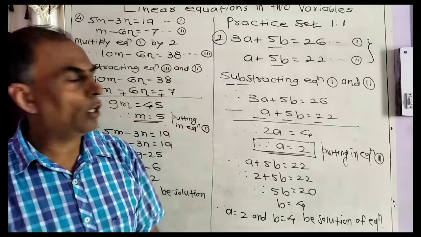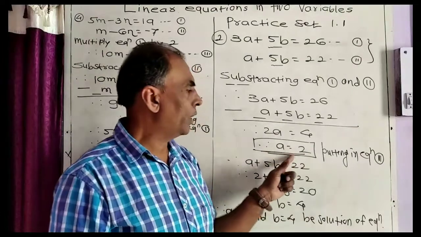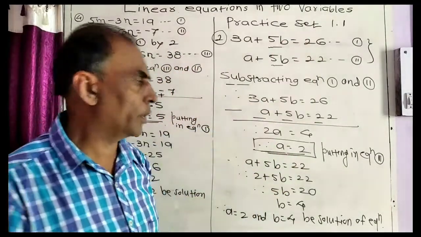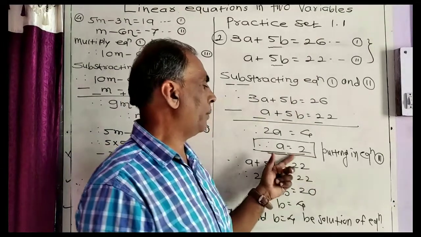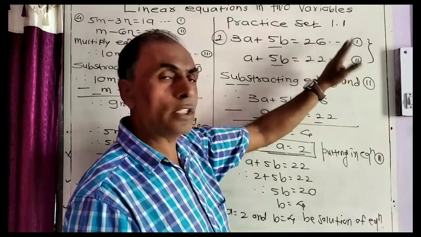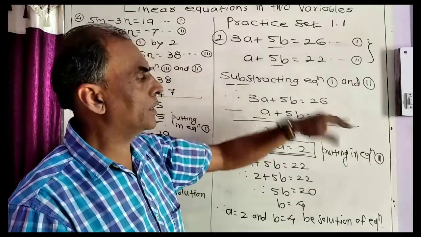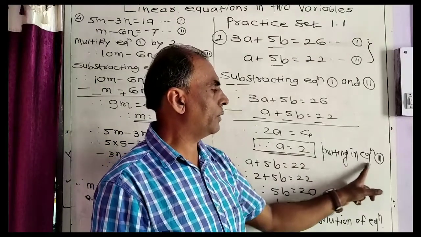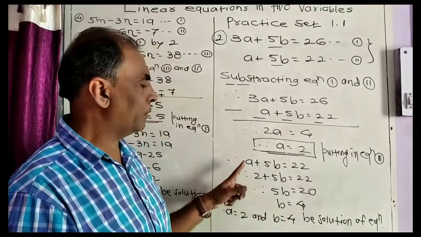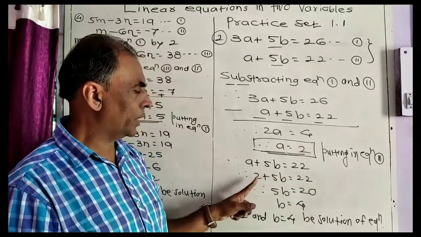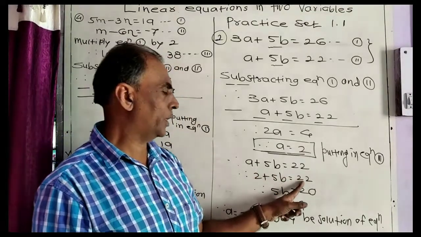Now we have to find the value of the second variable, and for that we substitute the above value in either equation number 1 or equation number 2. Suppose we substitute the value of a = 2. But if we observe, the second equation is simpler for finding the value of b. So putting the above value in equation number 2: a + 5b = 22. The value of a is 2, so we get 2 + 5b = 22.